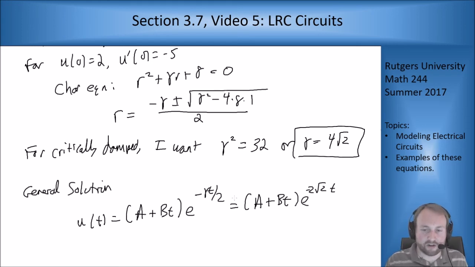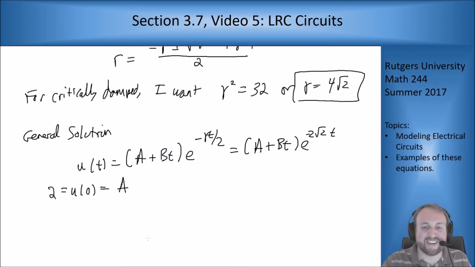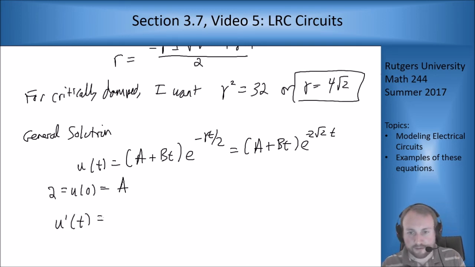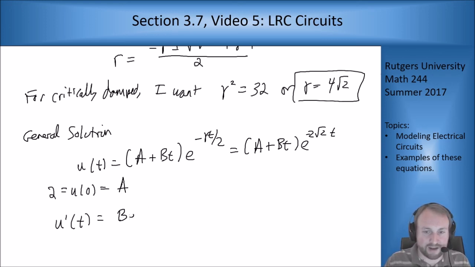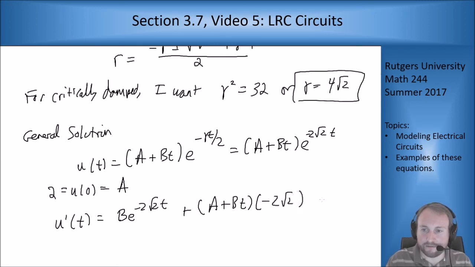So now I want to solve using our initial conditions. So u of 0, which I want to be 2, is just going to be a, because b times 0 here is going to vanish, and this is just going to go to 1. So a is 2. And I want to take the derivative. So what is u prime of t? Well, I can use the product rule as a whole. So I get, if the derivative hits the first term, b e to the negative 2 root 2 t plus an a plus bt times negative 2 roots of 2 e to the minus 2 root 2 t. And I want u prime of 0 to be minus 5.